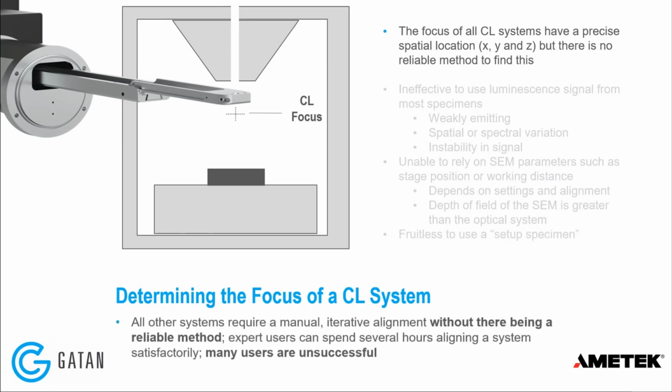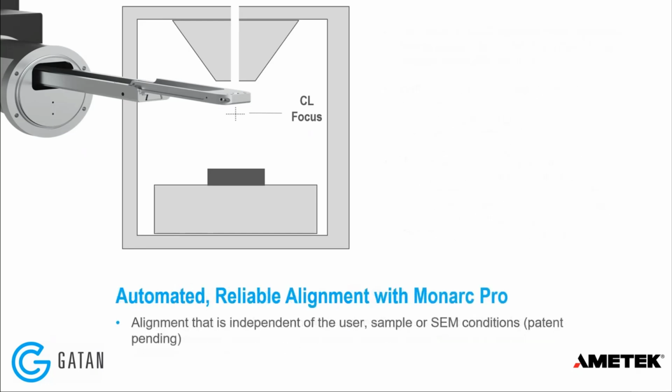And so all of the systems require a manual iterative alignment without there being a reliable way of doing this. And expert users can often spend maybe even several hours aligning a system satisfactorily. However, many users are unsuccessful. You may ask how the Monarch tool has changed this. Well, in the Monarch tool, we've introduced an automated, reliable alignment process that's independent of the user, the sample, or the SEM conditions.